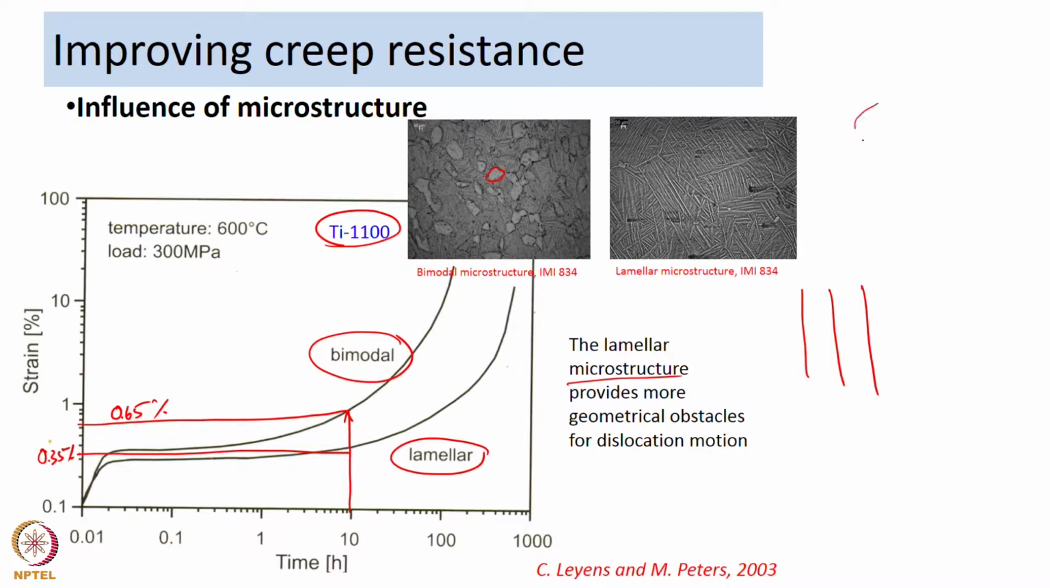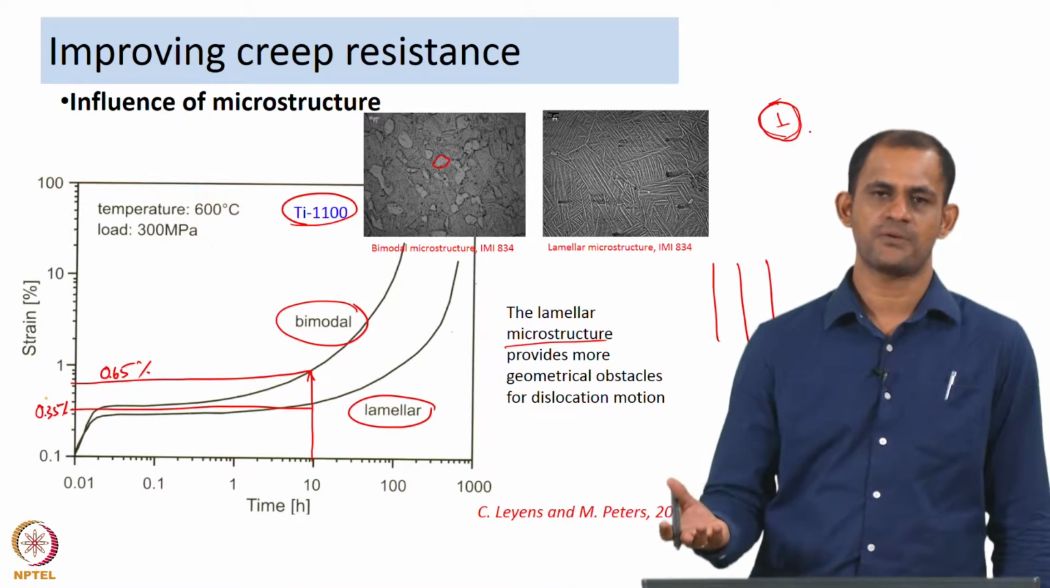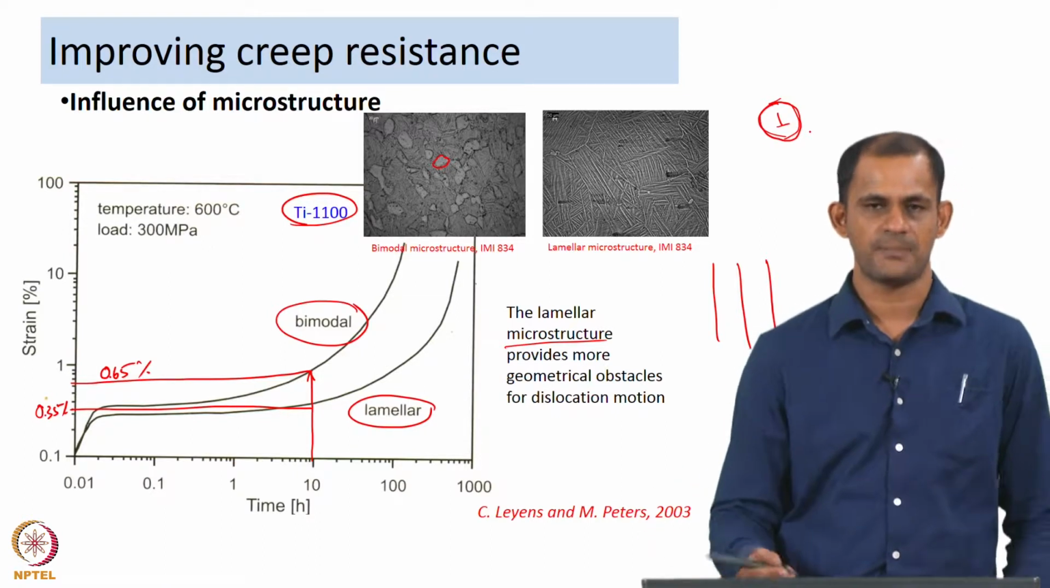Now, the single phase alpha is like a grain, and there are no real boundaries except for the phase boundary between alpha and the lamellar microstructure. So, the dislocations find it a lot easier to travel there, because the mean free length available for the dislocation to move is higher in the bimodal microstructure in comparison to the lamellar microstructure. That is why bimodal microstructure is allowing greater creep strain compared to the lamellar microstructure.